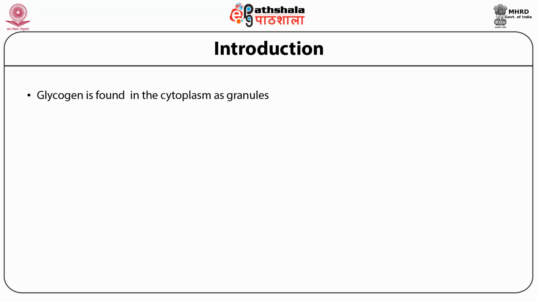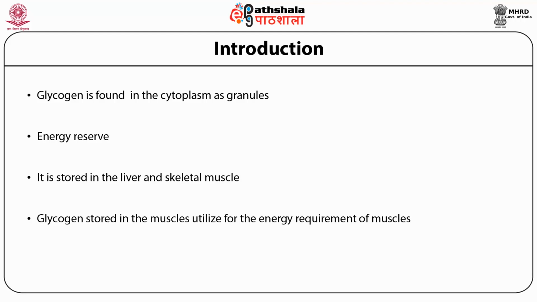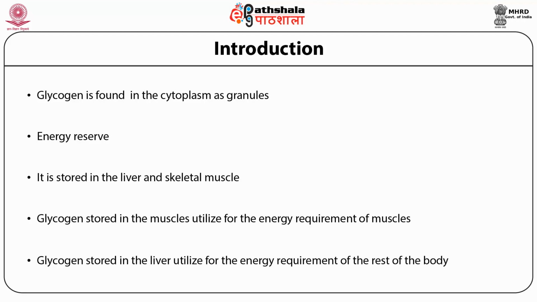Glycogen, which acts as an important energy reserve for the body, is stored in liver and skeletal muscles. Glycogen stored in the muscles is utilized for the energy requirement of muscles only, while glycogen stored in liver is utilized for the energy requirement of the rest of the body.